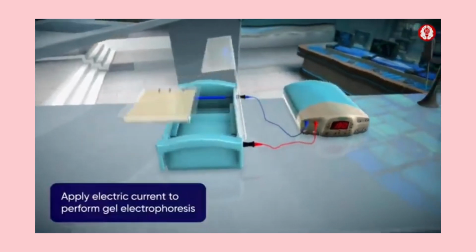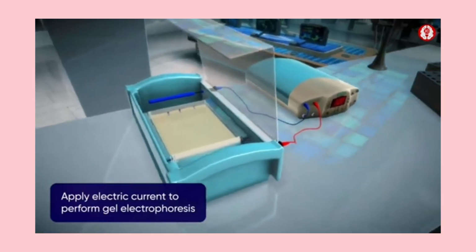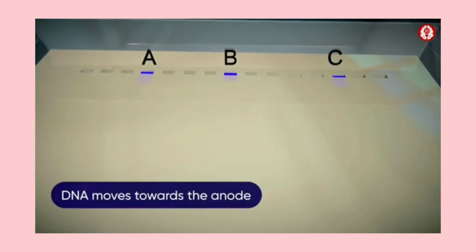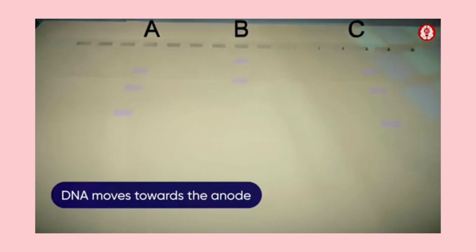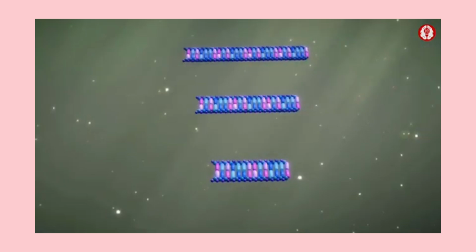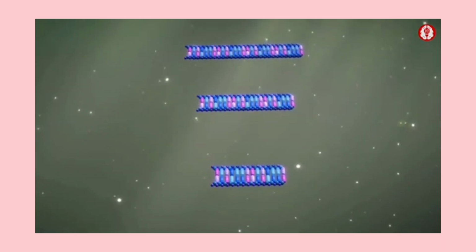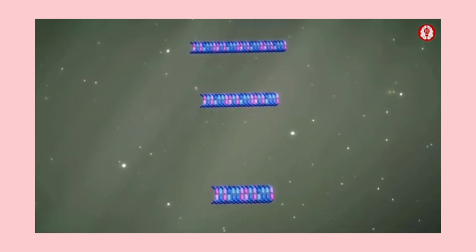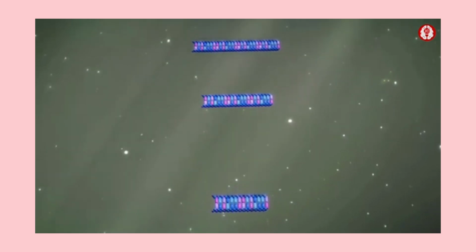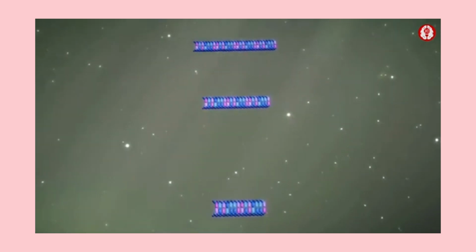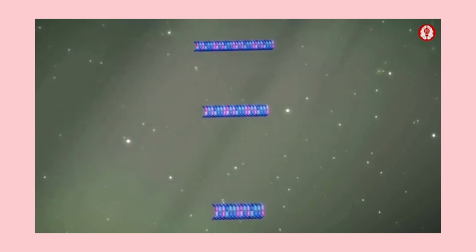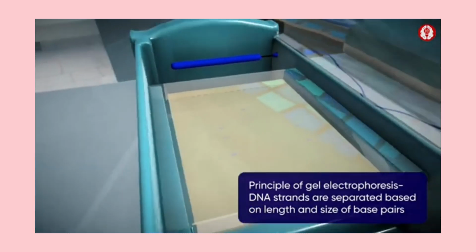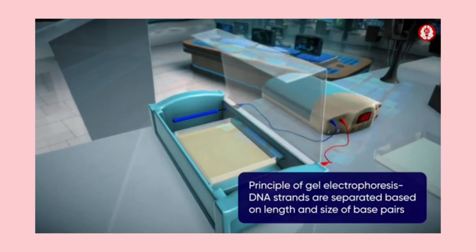Now the gel is subjected to an electric current to perform gel electrophoresis. As the DNA is negatively charged, it will start moving towards the positive pole or anode. Let's closely observe the movement of DNA fragments inside the gel. The smaller fragments are quicker than the larger ones, so they travel farther than the larger ones in the gel. Thus, the DNA strands are separated depending on their length or number of base pairs. This is the principle on which gel electrophoresis works for the separation of differently sized DNA.